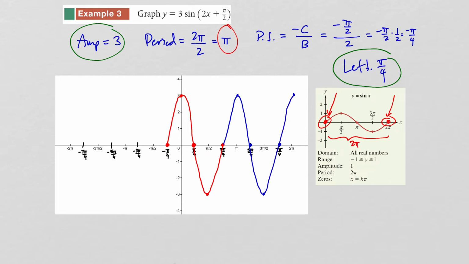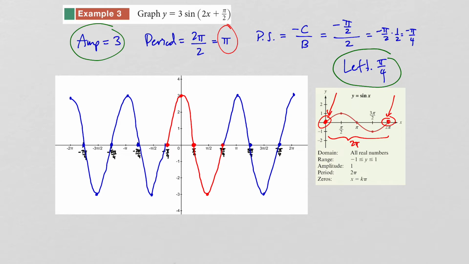Same thing to the left. At negative pi over 2, we should be down at -3. Then back to the x-axis, back to the maximum, down to the axis, down to the minimum, back to the axis, and back up to our maximum. And again, when you graph it, it should flow very nicely. All right, so that is what the graph looks like.